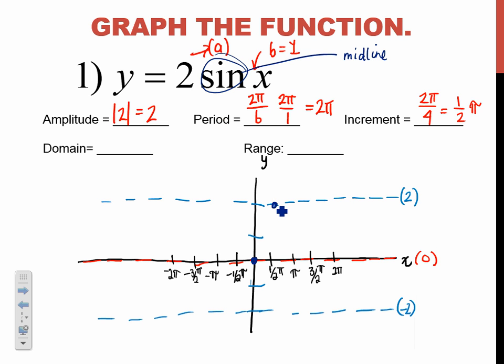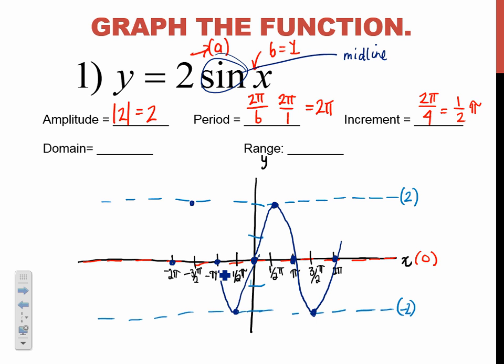Just like the parent function. Okay, then one increment over down to the midline, one increment over down to the bottom amplitude line, then back up to the midline. And then that would be one cycle. Okay, we're going to do 2 cycles so you can see as my graph goes, as I'm going to the midline, I'm going to go back down to the bottom amplitude, back to the midline, back up to the top, then back to the midline.